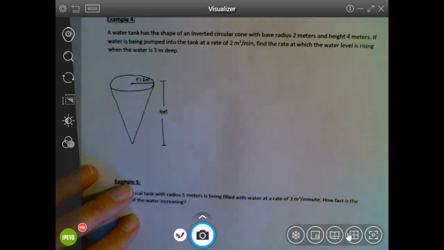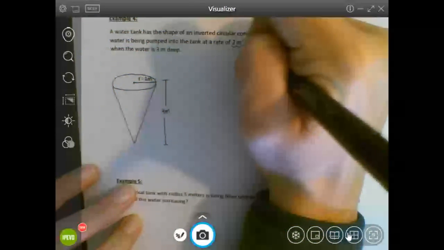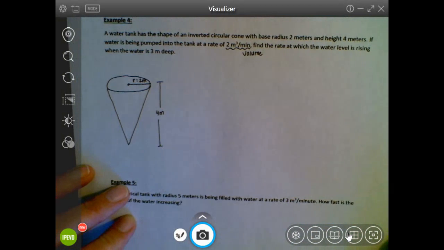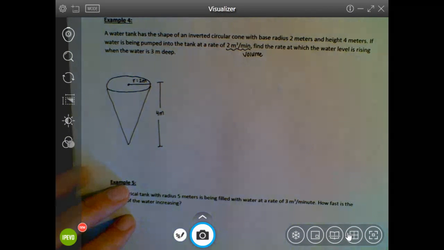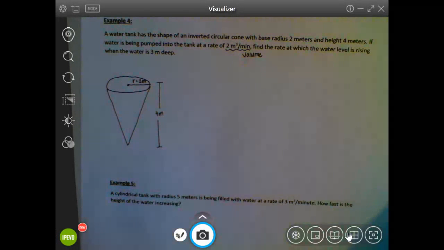If water is being pumped into the tank at a rate of 2 meters cubed per minute, this is indicating that we're working with some sort of volume here because it's a cube. Find the rate at which the water level is rising when the water is 3 meters deep. Okay, so what I know right at the moment is I'm looking for some sort of volume.